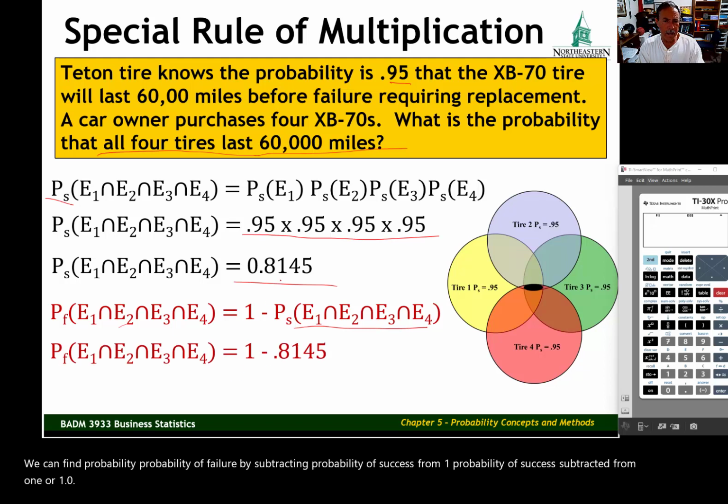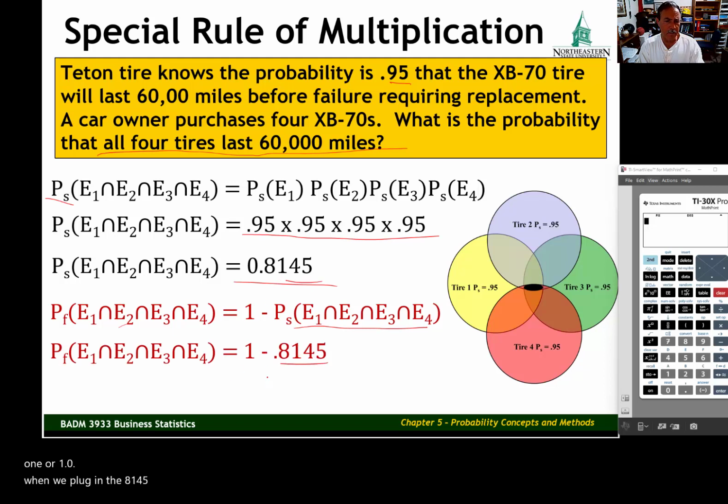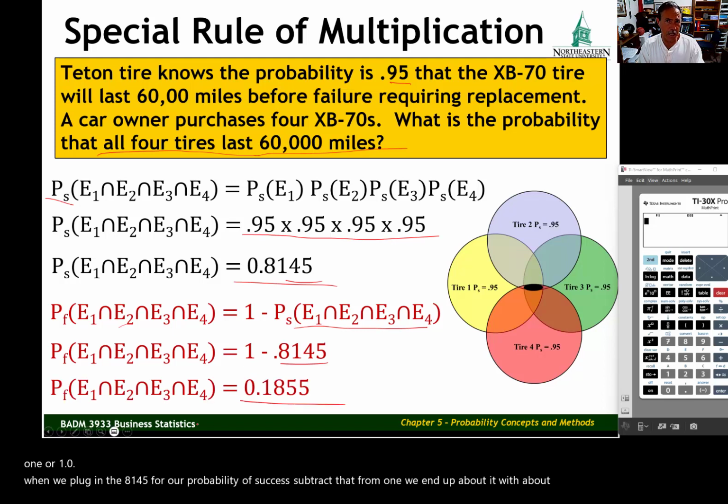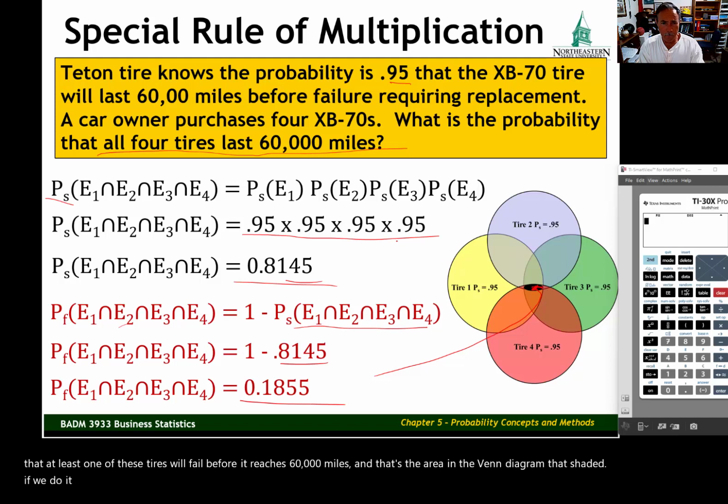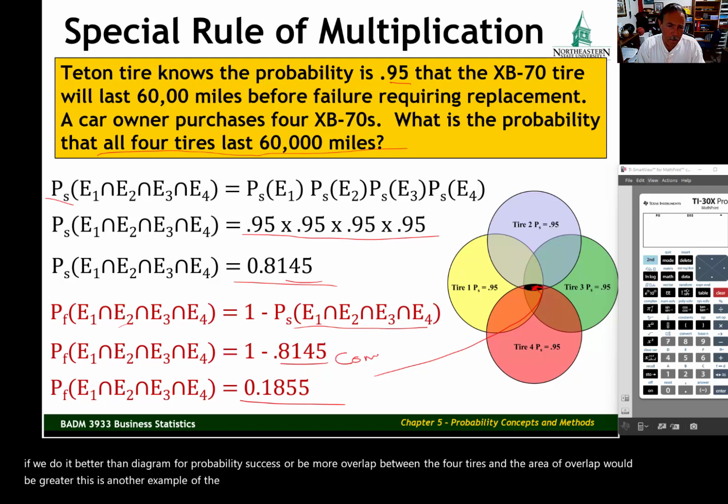When we plug in the 0.8145 for our probability of success, subtract that from 1, we end up with about a 19% chance that at least one of these tires will fail before it reaches 60,000 miles. And that's the area in the Venn diagram that's shaded. If we drew a better Venn diagram for probability of success, there'd be more overlap between the 4 tires, and the area of overlap would be greater. This is another example of the complement rule that we talked about when we talked about the rules of addition.